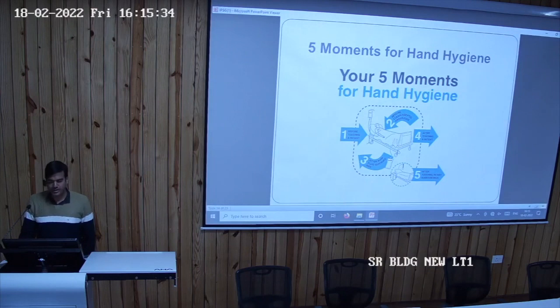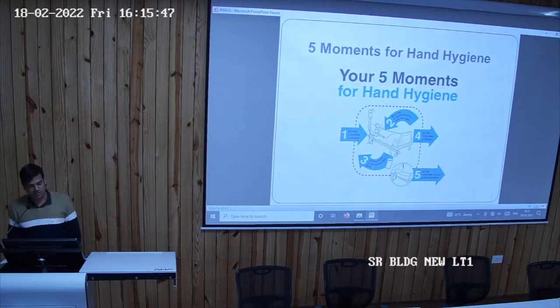So these are the 5 moments when you are supposed to perform hand hygiene. First is before touching a patient. Second is before performing any clean or aseptic procedure. Third is after body fluid exposure. Fourth, after touching a patient. And the 5th point, which is often overlooked, is after touching patient surrounding.